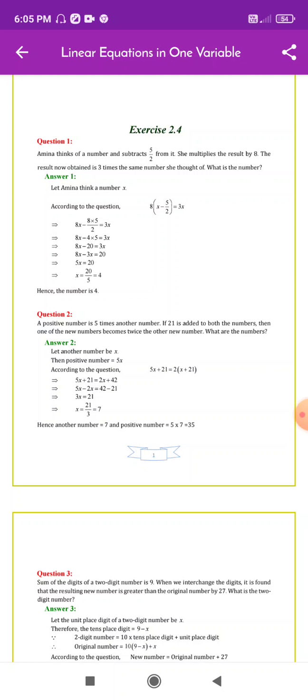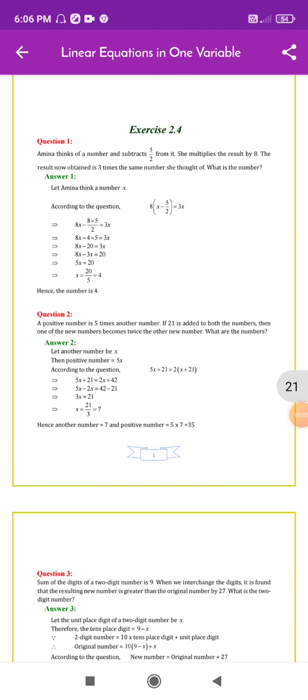Let us start a new exercise, exercise 2.4. In the previous class, we studied exercise 2.3. Now we are going to study exercise 2.4. So let us start question number 1. See the first question.